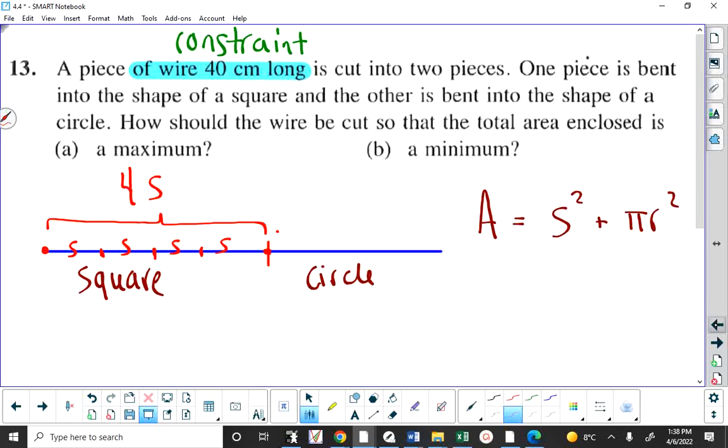This distance is 2 pi r because it's the circumference of the circle, right? And that means that our equation of constraint here, Arden, is this.